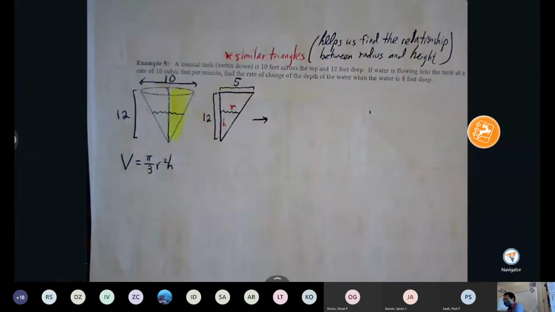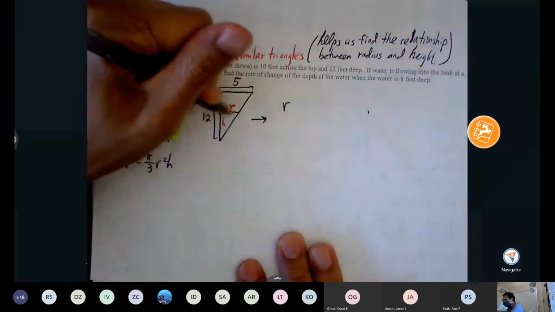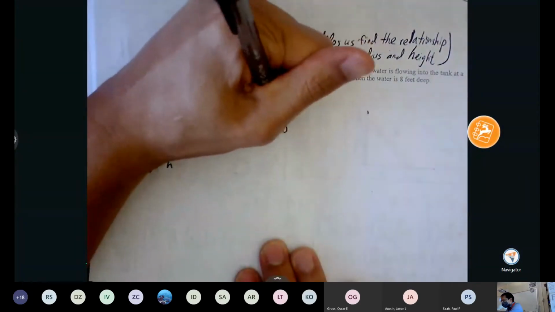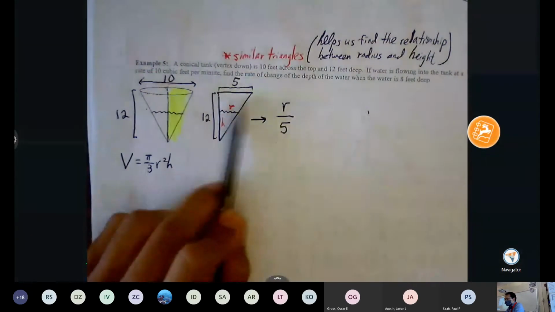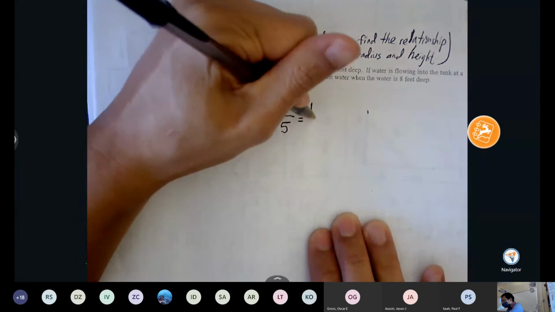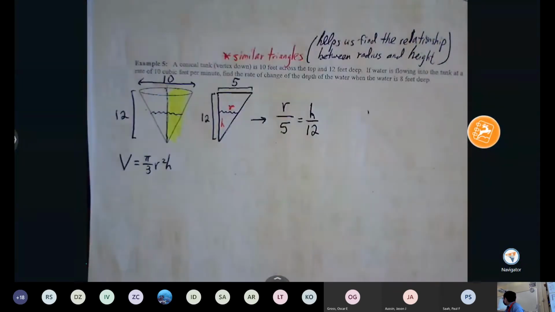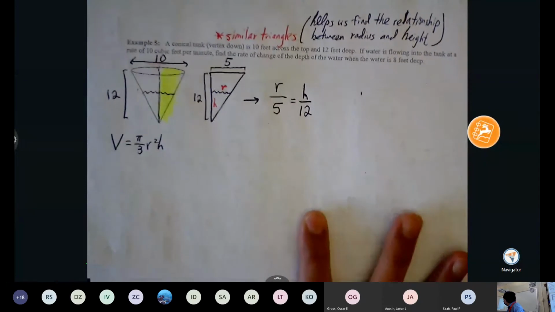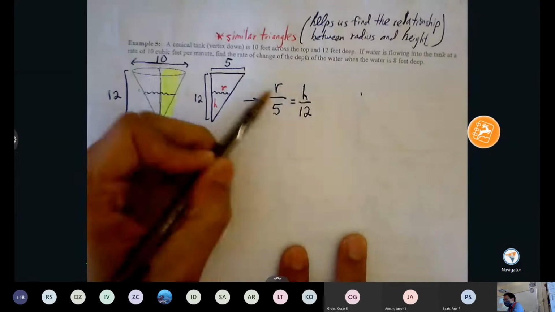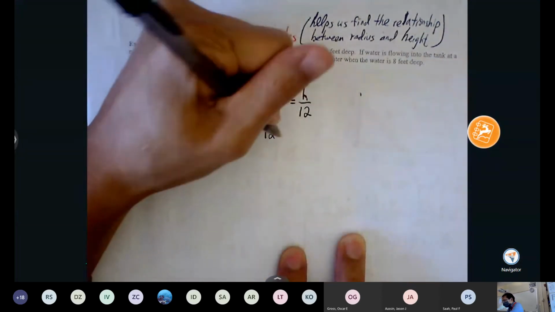Based off this diagram, we can say radius of this triangle or water level is to the radius of the tank as the height of the water level is to the height of the tank. So this is now the relationship between R and H. Okay. If I do cross product, I can get that denominator to go away here.